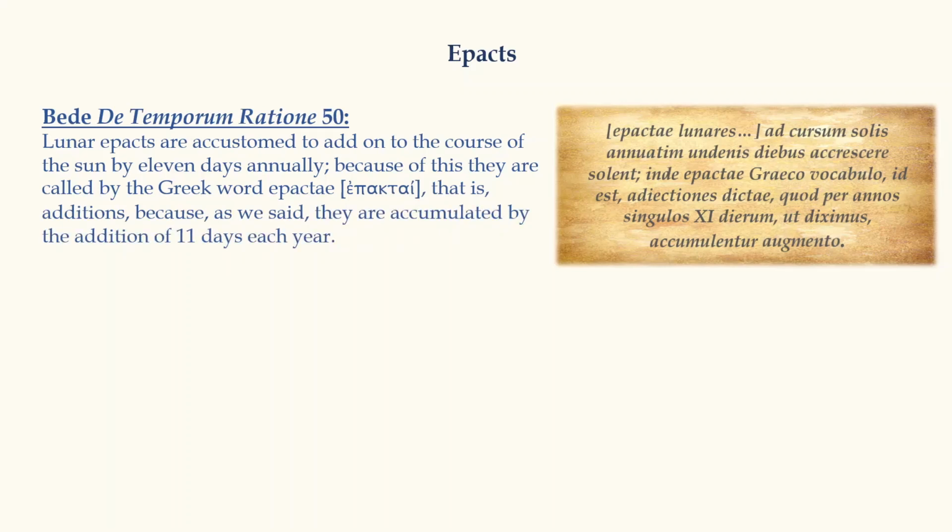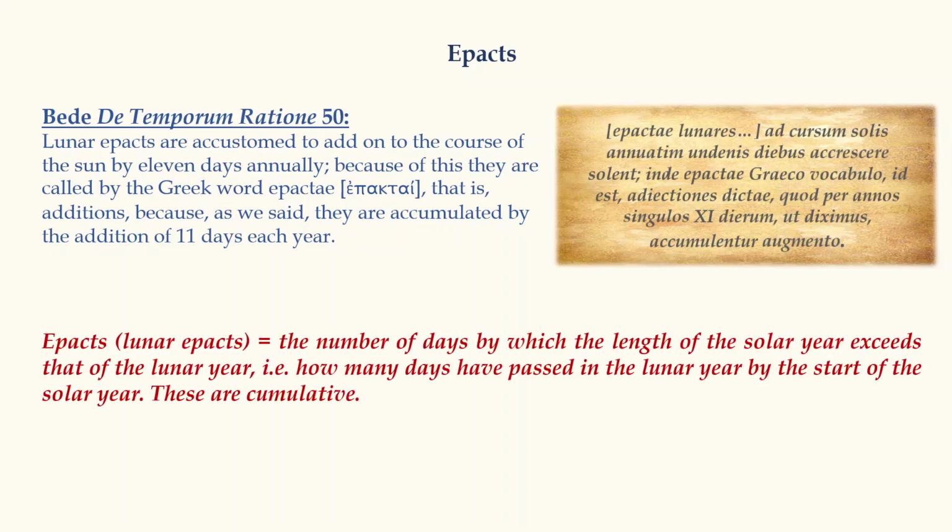So, to sum up, epacts, or lunar epacts, are the number of days by which the length of the solar year exceeds the length of the lunar year, or, to put it the other way round, the number of days that have passed at the start of the lunar year by the time the solar year begins. These are cumulative, and they're increased by 11 each year, and they are what run in the 19-year cycle. In other words, year 1 will always have no epacts, year 2 will always have 11, and so on.